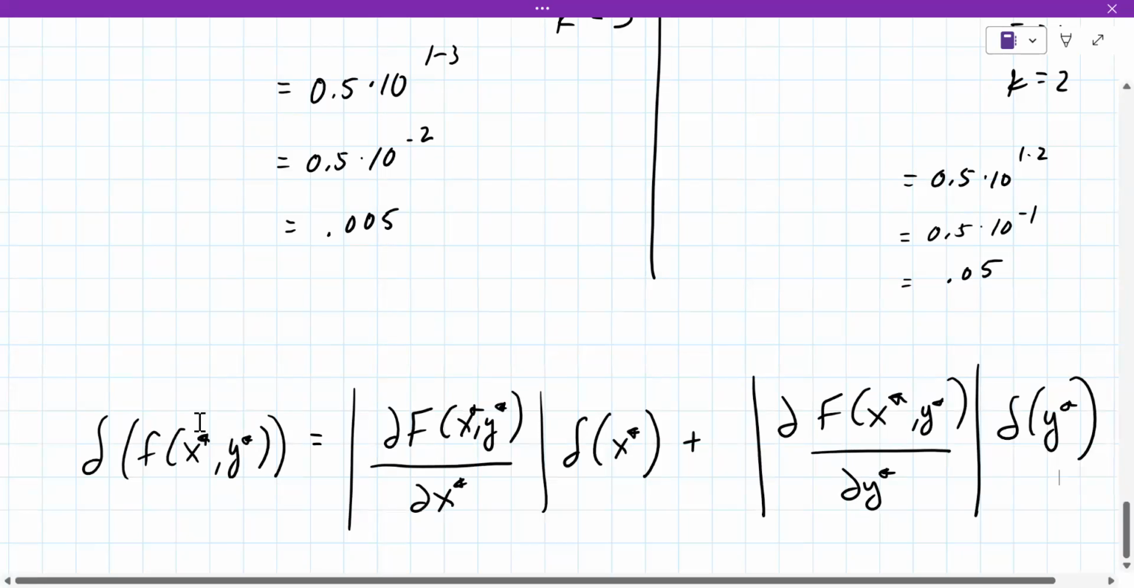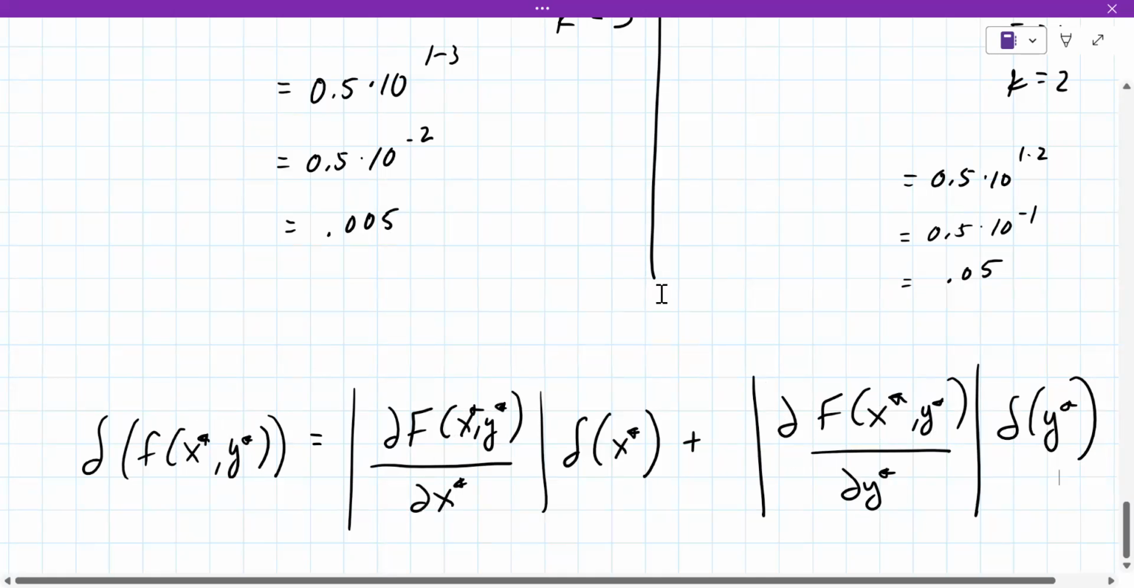Keep in mind, if there's a third variable, you just add on another term here. You take a partial derivative, evaluate it, then multiply it by this delta x star, which we already have, it's 0.005. Then you take a partial derivative with respect to y and then multiply it by this 0.05.